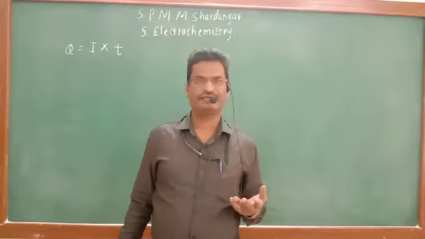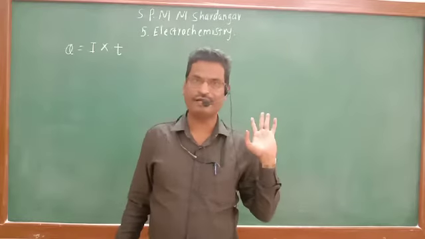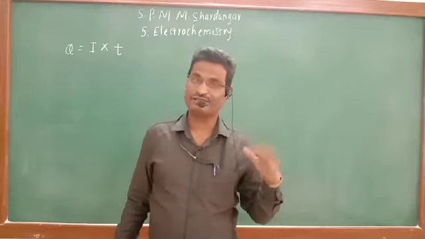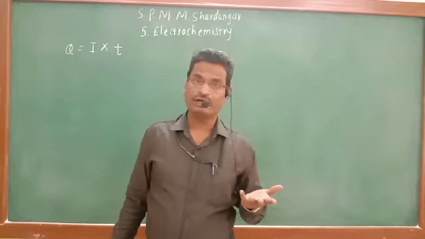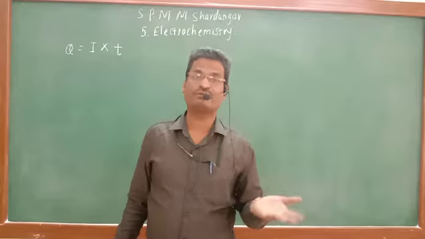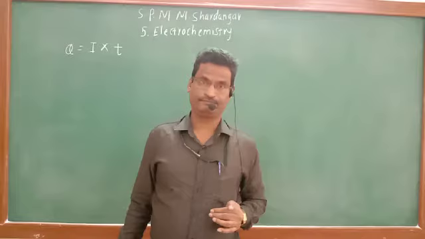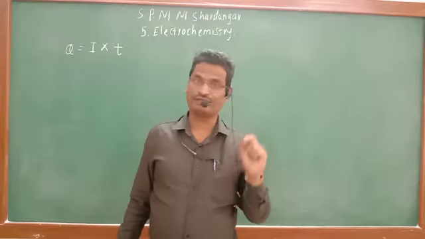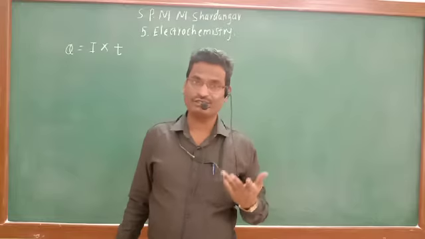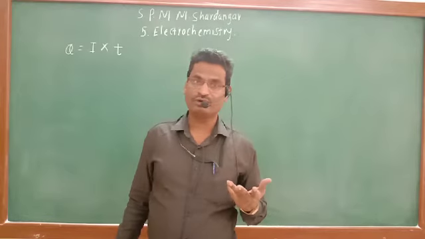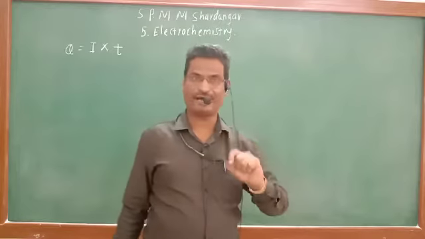That is 6.022 into 10 raised to 23 electrons. What is the charge on 1 electron? We know in Coulomb, it is 1.6022 into 10 raised to minus 19. The charge of 1 electron is known, and the number of electrons in 1 mole is known. The charge on 1 mole of electrons is nothing but 1 Faraday.